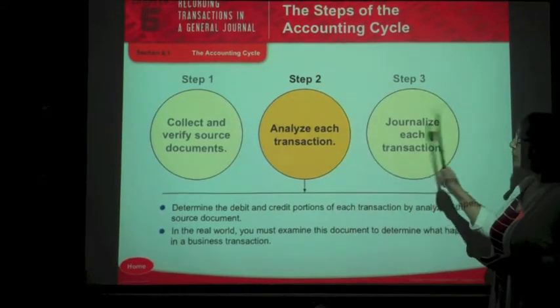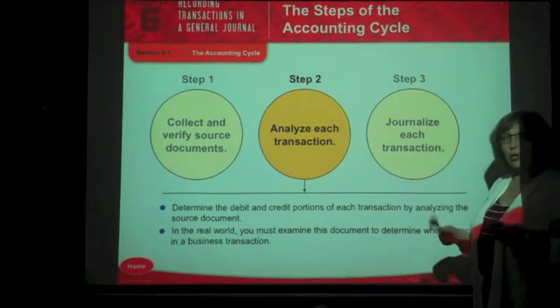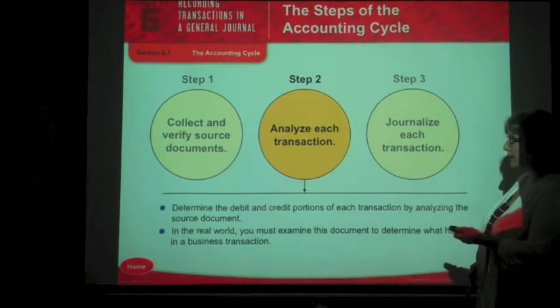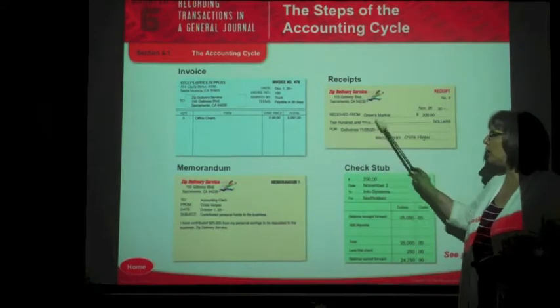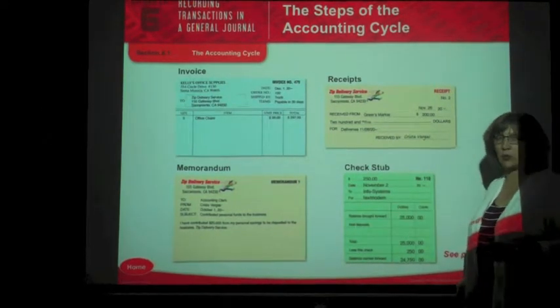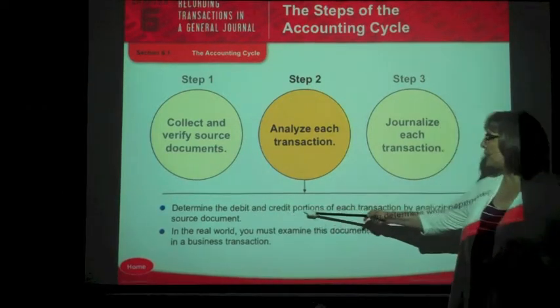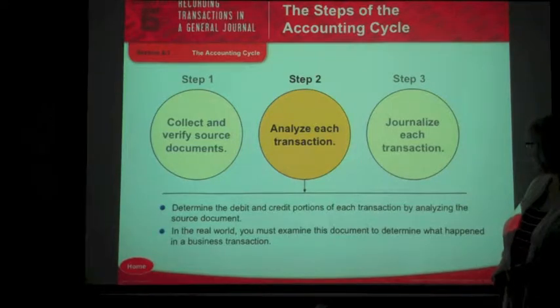The second step you've already gotten really good at, and that's analyzing each transaction. You're going to look at what happened. You're going to look at the business transaction. In a real business, you wouldn't be looking at transactions in a textbook. Rather, you'd be looking at these source documents to determine what happened. But you'd be doing the same thing. You would determine the debit and credit portions of each transaction by analyzing the source document.